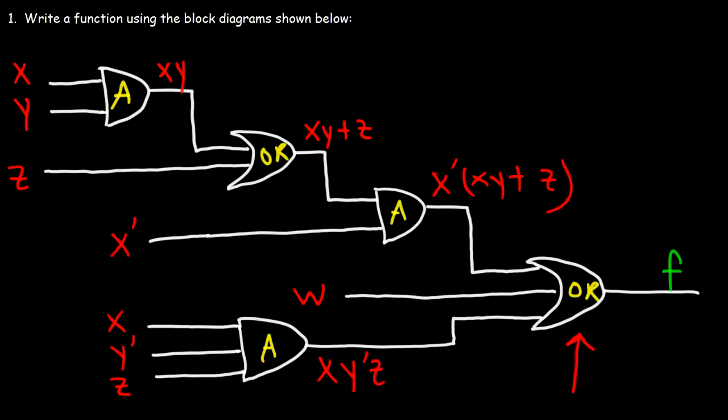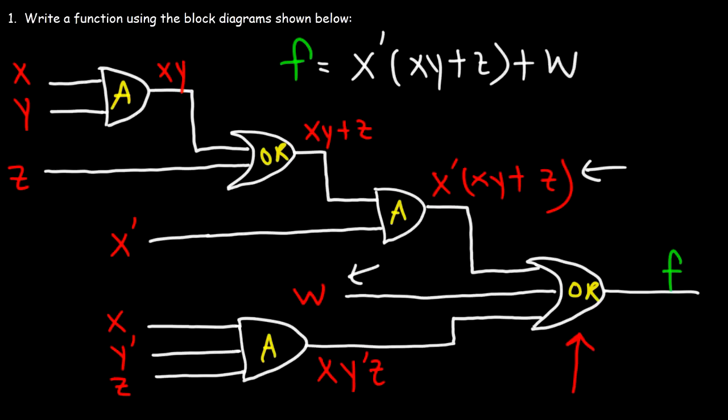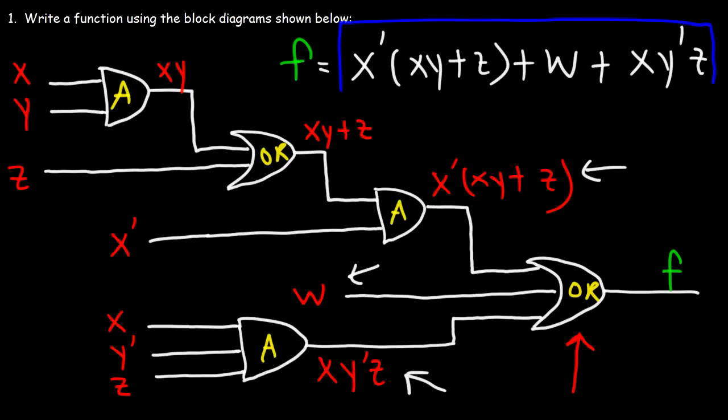So anytime you're dealing with an OR gate, think of addition. When you're dealing with an AND gate, think of multiplication. So we could say the function f, the output of it, is going to be the first input, which is x prime times (xy plus z), plus the second input, which is w, plus the last input, which is x y prime z. So this will give us the output of this circuit diagram using the inputs that we have here. So that's how you can write a function given a block diagram.